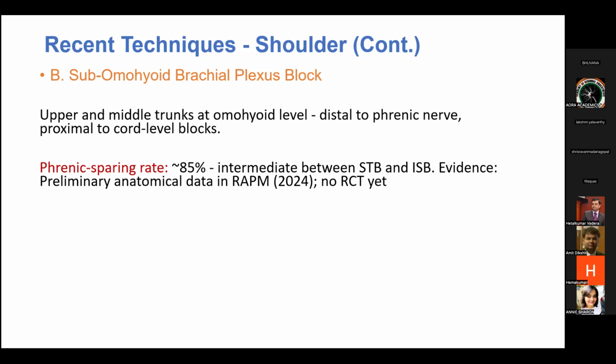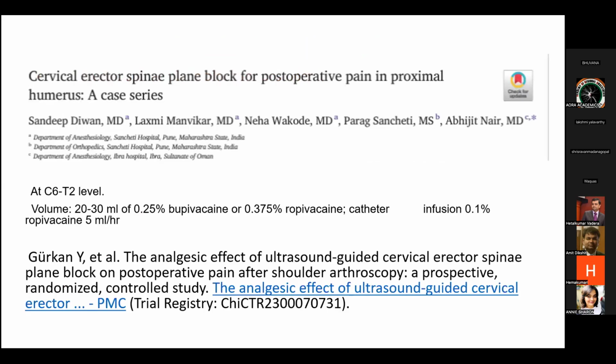And the other recent one is the subomohyoid brachial plexus block. In that, we are blocking only the upper and middle trunk at the subomohyoid level. The phrenic nerve sparing is very high because we are dealing with the cord levels. And one more is the erector spinae block for post-op pain.